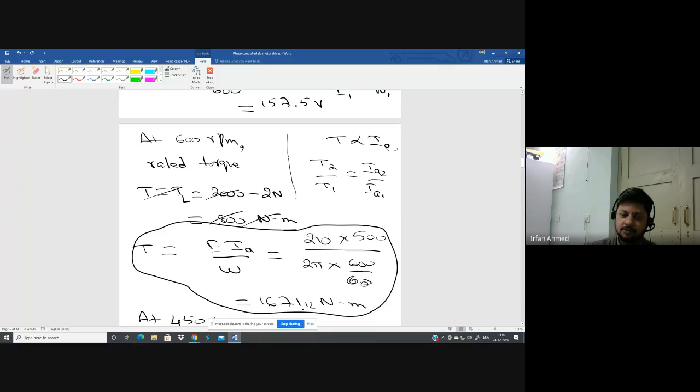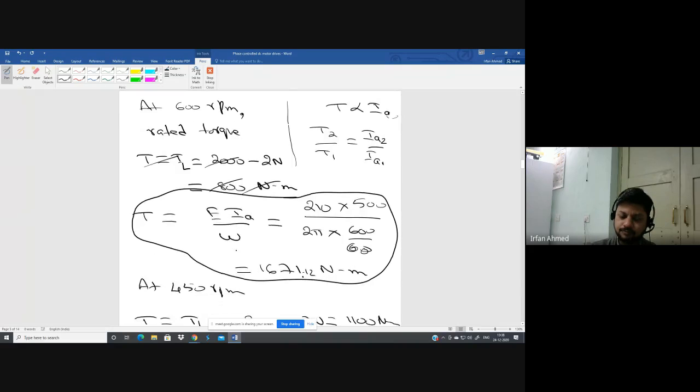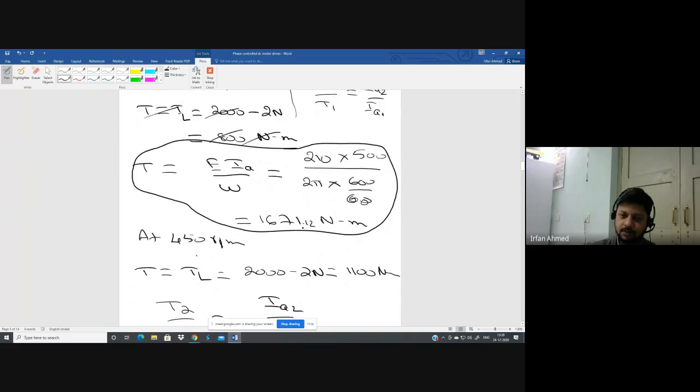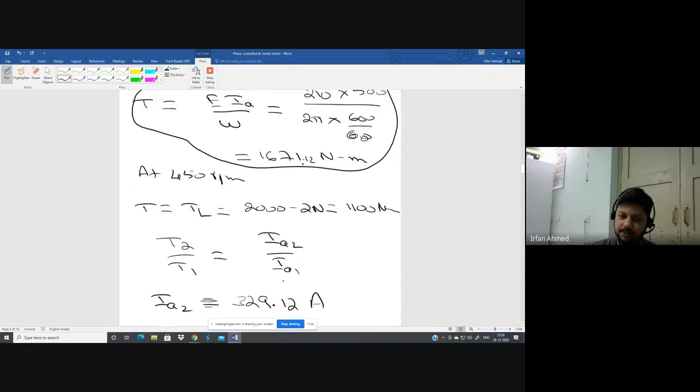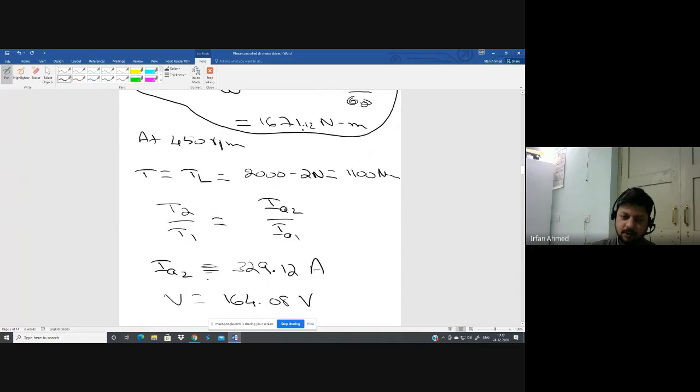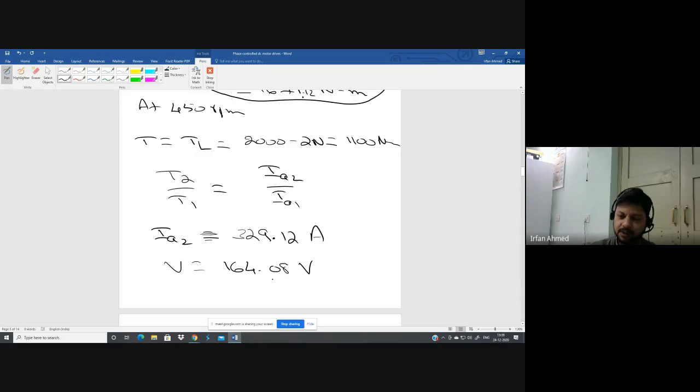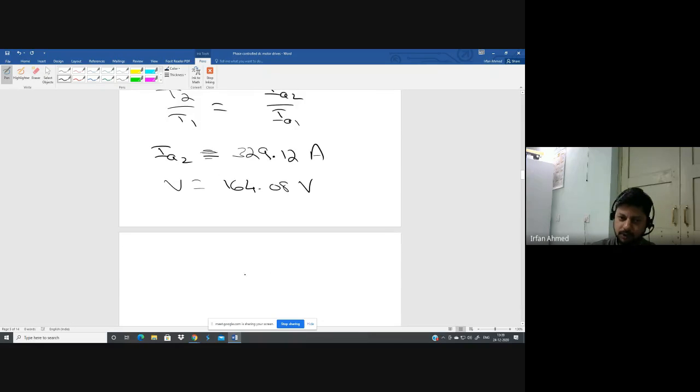Okay? So instead of finding this, we directly go to finding the torque at 450 RPM, and then T2 by T1 is equal to IA2 by IA1. So that gave us IA2, or at 450 RPM, the armature current is 329.12 ampere, and the armature terminal voltage is 164.08 volt. Okay, any questions here?